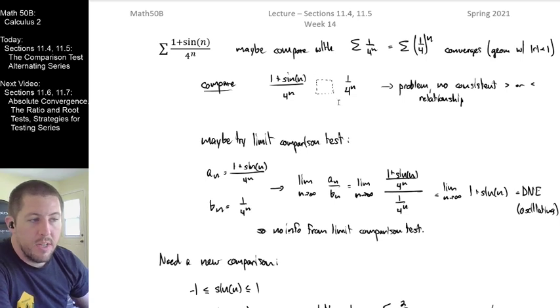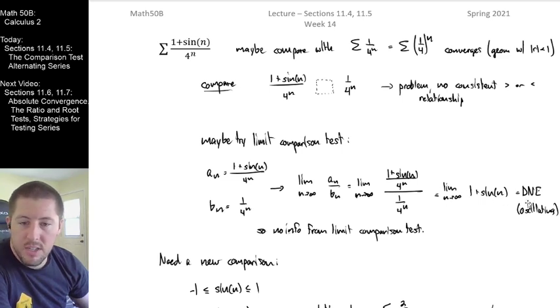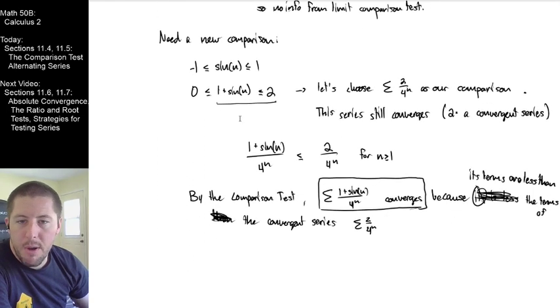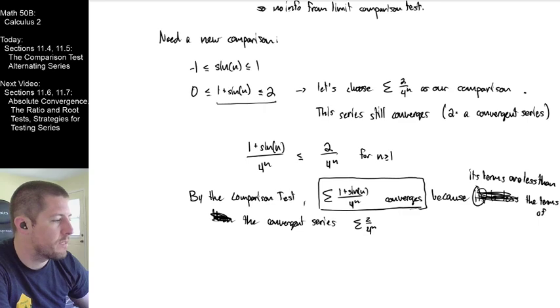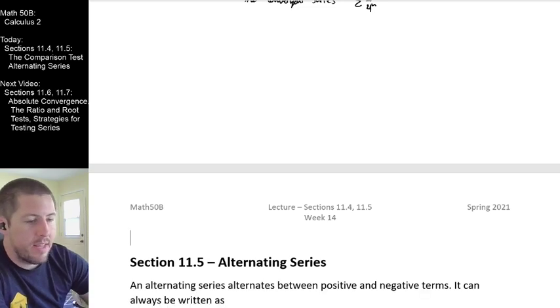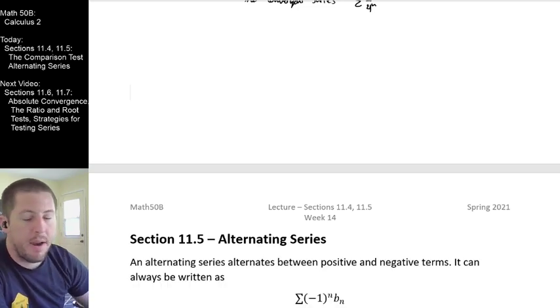The reason we couldn't make the direct comparison is because sine was sometimes positive, sometimes negative. The reason that we couldn't use the limit comparison test is because this limit right here was a divergent limit because it oscillates. And so we got rid of the oscillating component by forming this compound inequality right here that allowed us to proceed with just the regular old comparison test. All right, pretty nice. That was our last example for 11.4 with the comparison test.